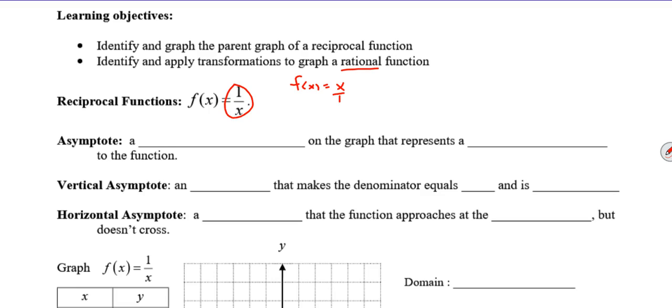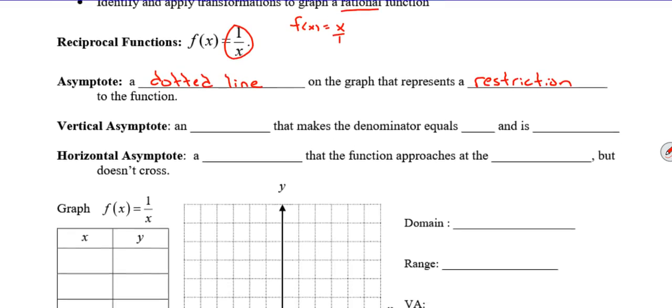All right. So another new thing we're going to introduce here is the idea of an asymptote. An asymptote, you're going to see this as a dotted line on the graph that represents a restriction to the function. Okay, and you'll kind of see what that means once we start to graph it. It'll start to make more sense to you.